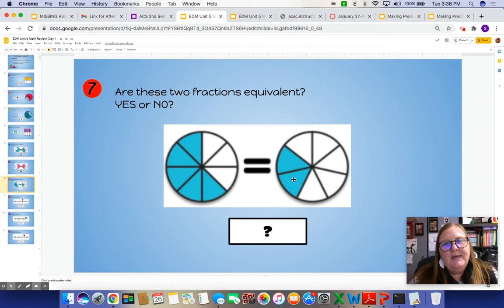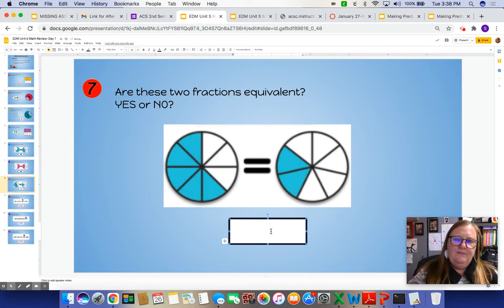All right, and then the last one, are these 2 fractions equivalent? Hopefully right away, again, you can tell that this only has a small section shaded in. This has a much larger section, half plus a little bit more. So are these 2 equivalent? The answer is no.